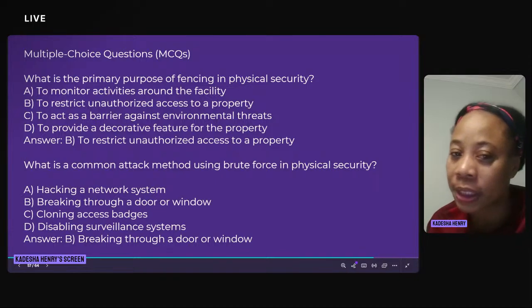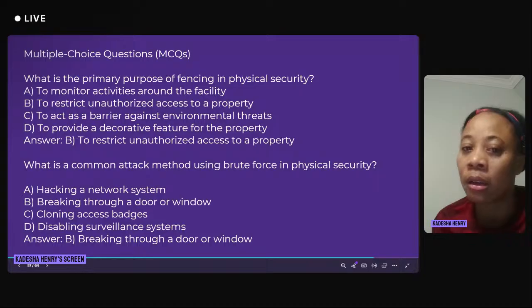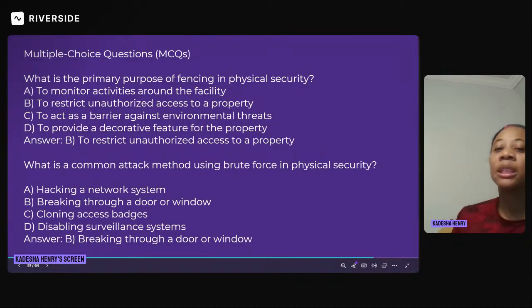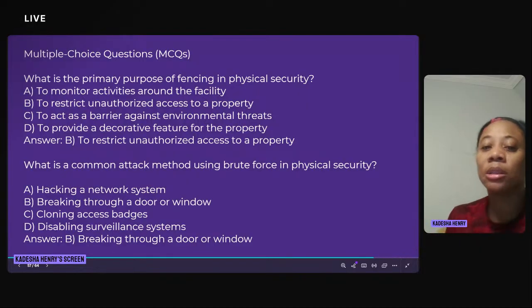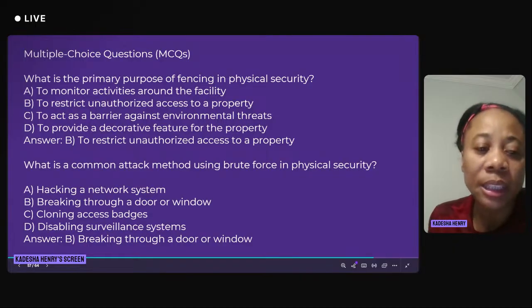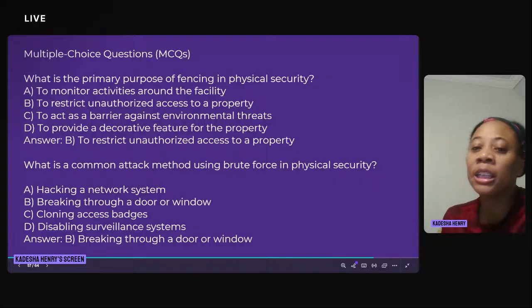What is the primary purpose of fencing in physical security? A, to monitor activity around the facility. B, to restrict unauthorized access to a property. C, to act as a barrier against environmental threats. D, to provide a decorative feature for the property. So what is the primary purpose of fencing in physical security?